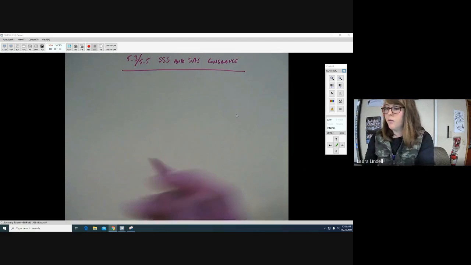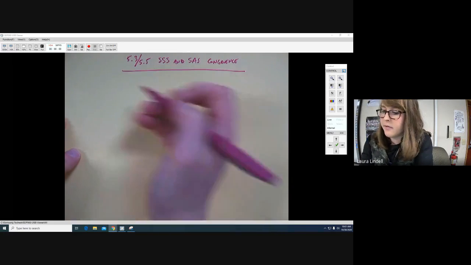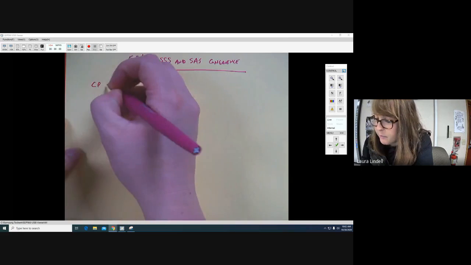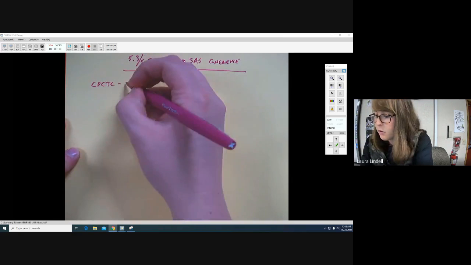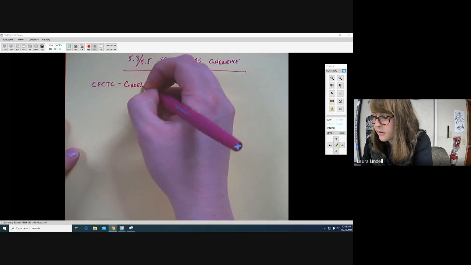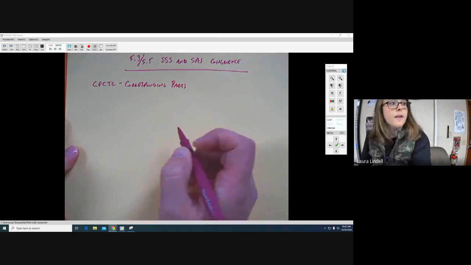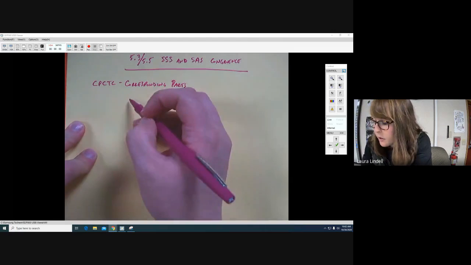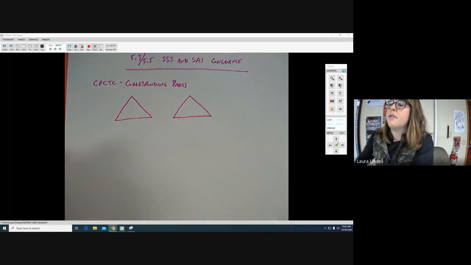So what SSS and SAS stand for, actually first, let's back up a moment. In order to show things are congruent, yesterday we had that CPCTC, that corresponding parts of congruent triangles are congruent, or if you just want to call it corresponding parts. So that was something that happens because triangles are congruent.